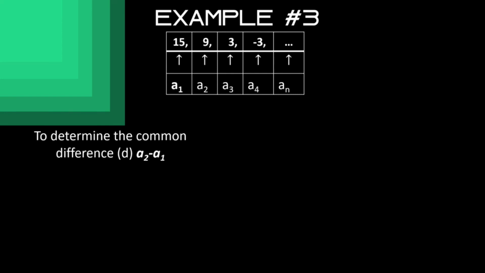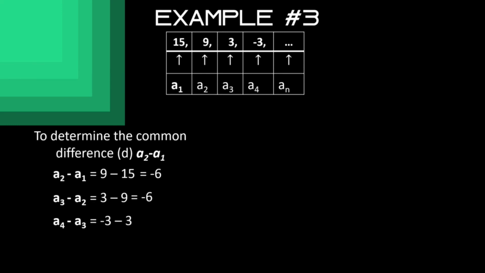To determine the common difference, use the formula a sub 2 minus a sub 1. A sub 2 minus a sub 1 is equal to 9 minus 15, and it gives us negative 6. A sub 3 minus a sub 2 is equal to 3 minus 9, and it gives us negative 6. A sub 4 minus a sub 3 is equal to negative 3 minus 3, and it gives us negative 6.